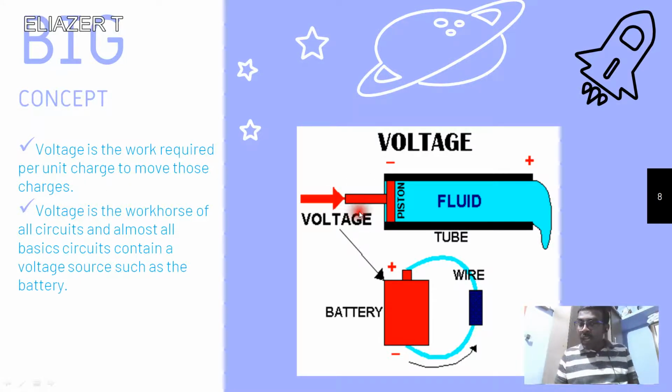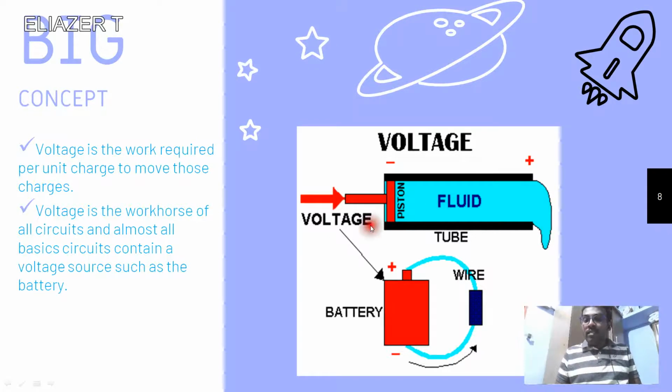So here is the voltage. Consider this fluid as charge. This voltage is pressuring the piston and the charge is getting moved from one place to another place. Likewise, charges are moved with the help of voltage. So this is a nice pictorial representation of the voltage.